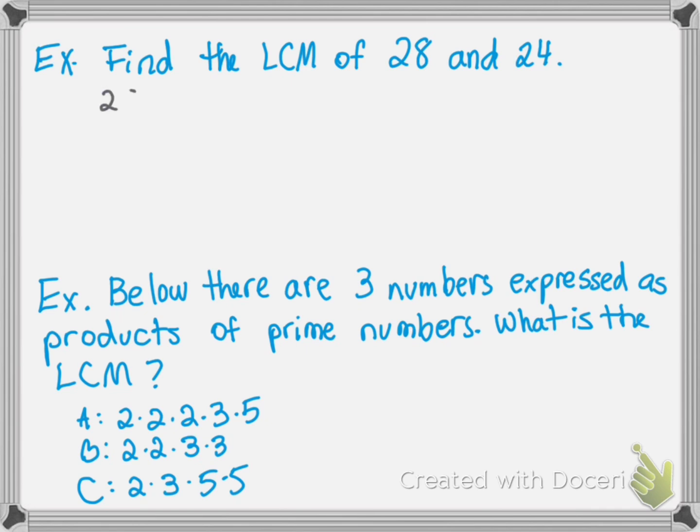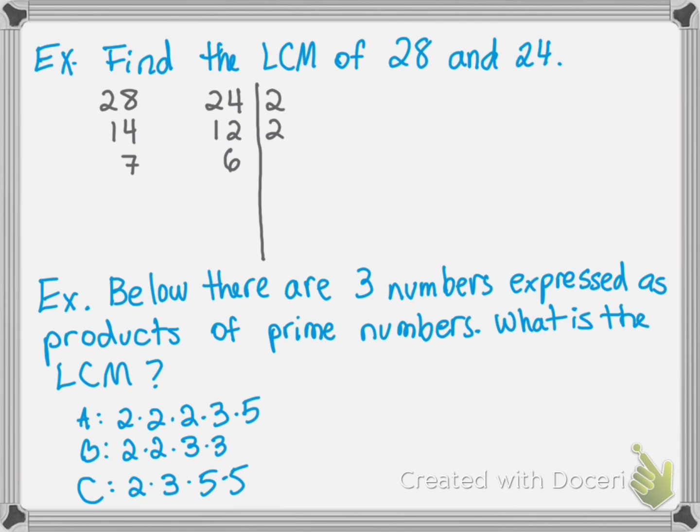In the next example, we have to find the LCM of 28 and 24. So I'm going to show you another way to do it. What I want you to do is write the 28 and the 24 and then think about common divisors, common factors of these two numbers. So we're going to start with 2. Half of 28 is 14 and half of 24 is 12. It has another 2, so half of 14 is 7 and half of 12 is 6. And we're going to stop here because 7 and 6 don't have anything in common.